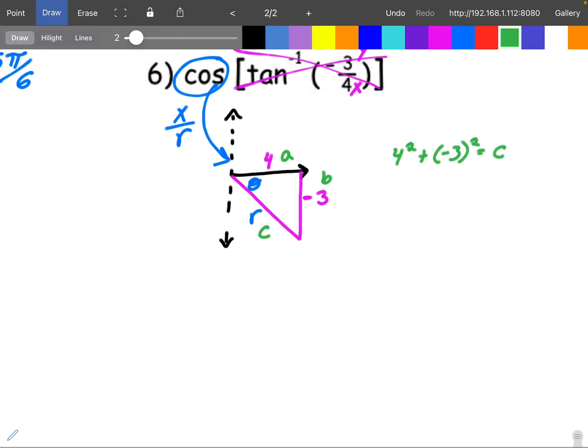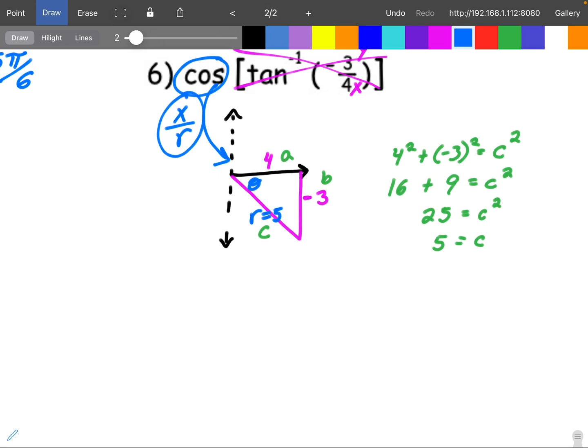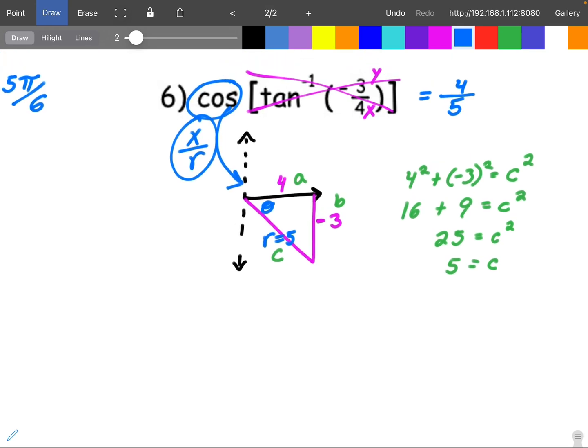So we're going to have 4 squared plus negative 3 squared equals c squared. Then we have 16 plus 9 equals c squared. Added together, that is 25 equals c squared. And then if I take the square root, that means c must be 5. So if this is 5, so r equals 5, then I can do cosine. Cosine is x over r, so that means my answer is the x, which is 4, over the r, which is 5. And so then that would be our answer.